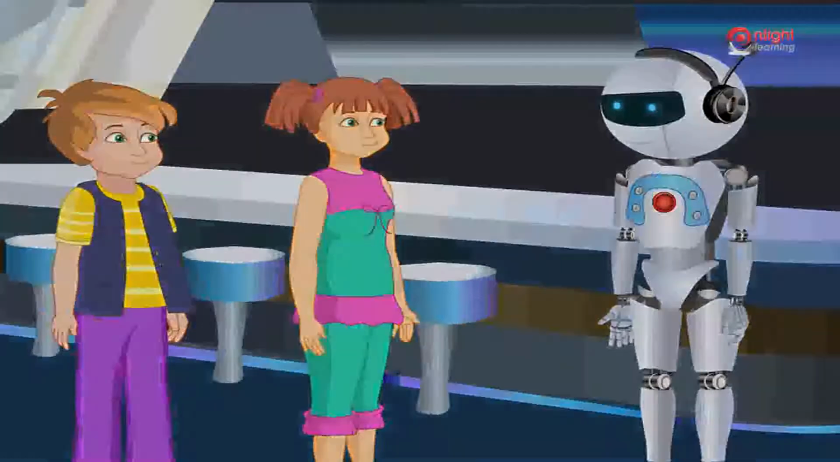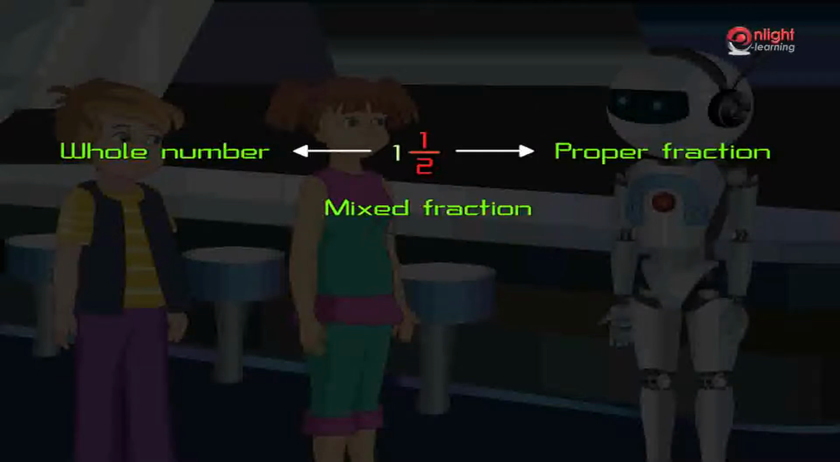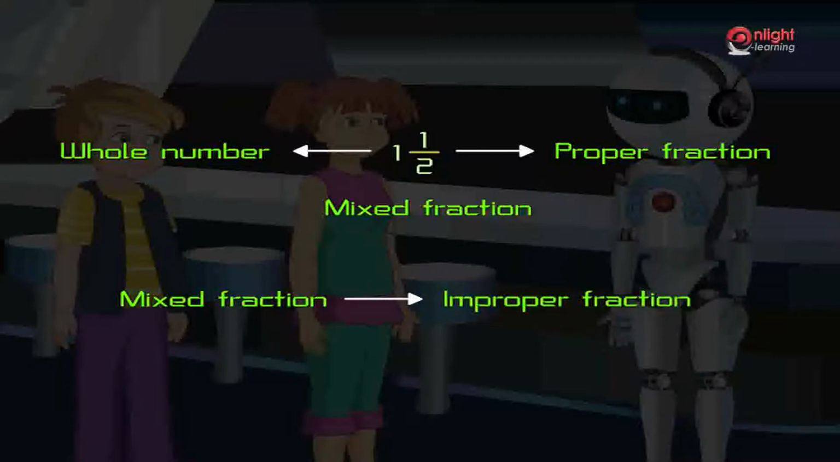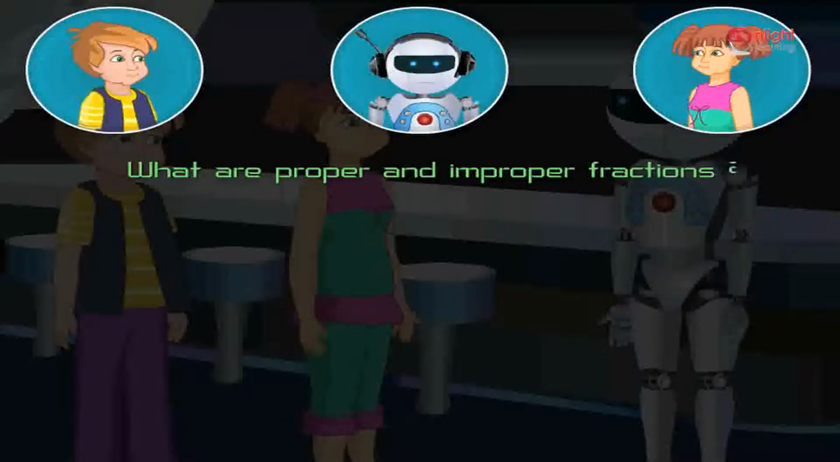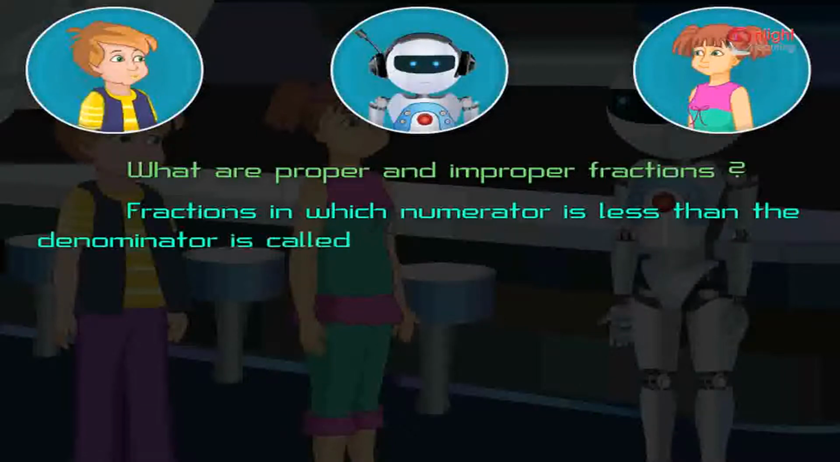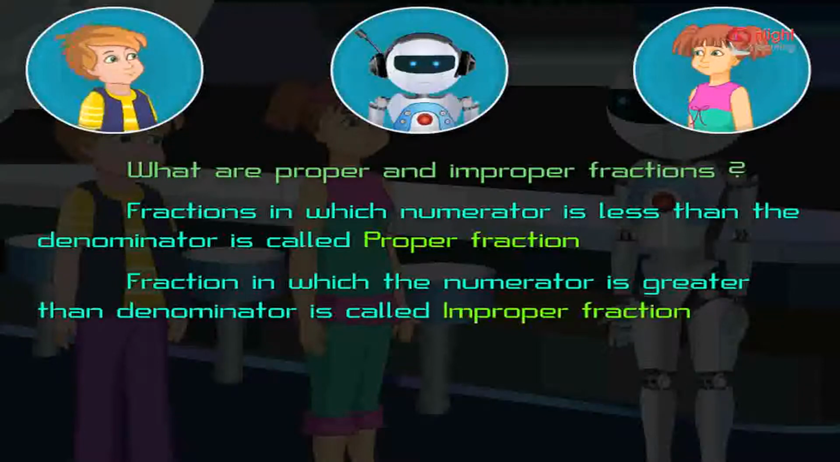Do you know that 1 by 2 is known as mixed fraction, as it is a combination of whole and proper fraction? Let us see how we can convert mixed fraction to improper fraction. Do you remember what are proper and improper fractions? Fractions in which numerator is less than the denominator is called proper fraction, and the fraction in which the numerator is greater than denominator is called improper fraction.